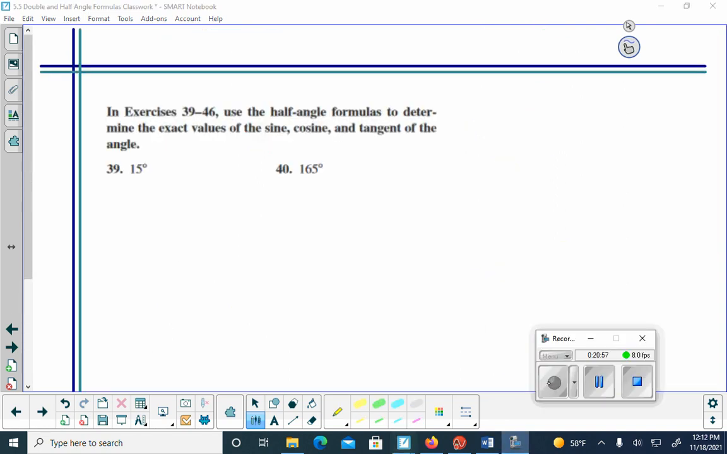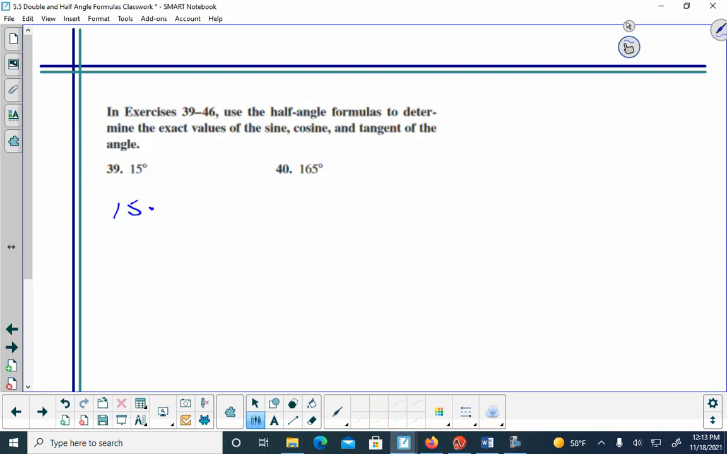2, I want to find the exact value of cosine of 15 degrees. So it tells me to use the half angle. So the first thing I'm going to do is look at this angle and double it. What's 15 times 2? 30. So what I'm thinking of is I want to do the cosine of 30 degrees over 2. So I'm using that half angle formula.